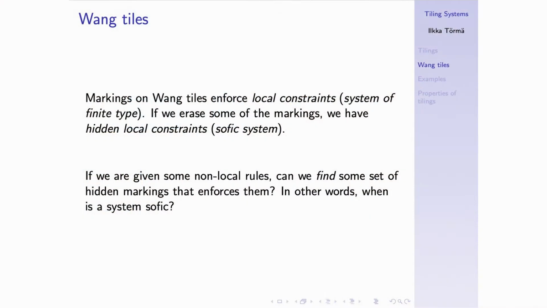Here's some terminology. So a set of Wang tiles always gives me a system of finite type, which means that all the constraints are local. So I'm only enforcing something about tiles that are next to each other. I have no long-range constraints other than what comes from these local interactions.